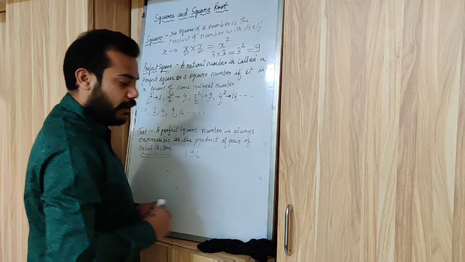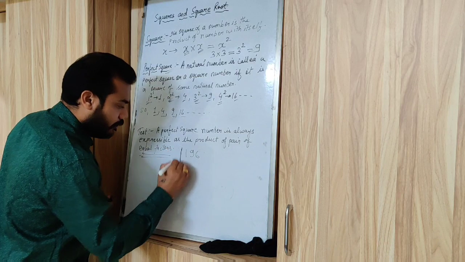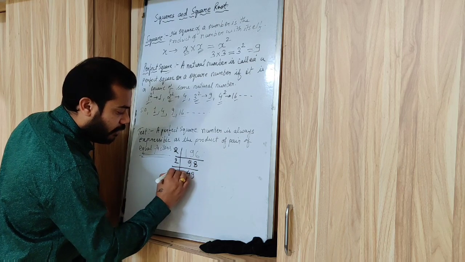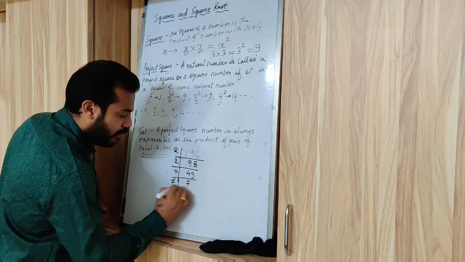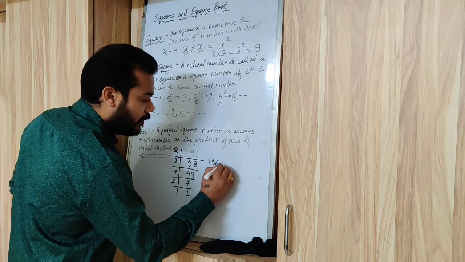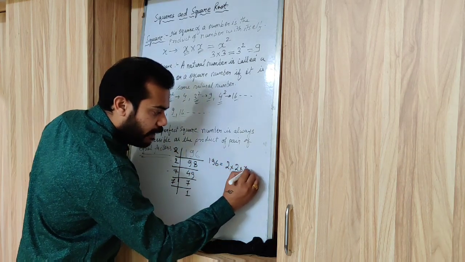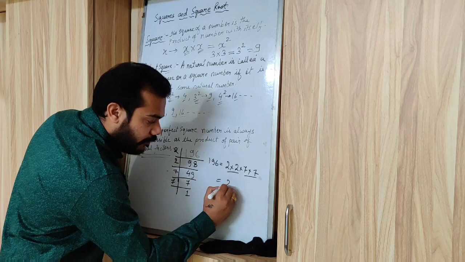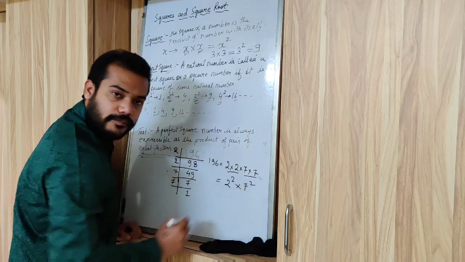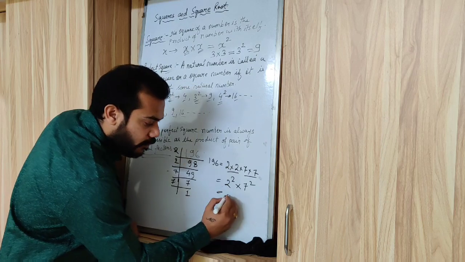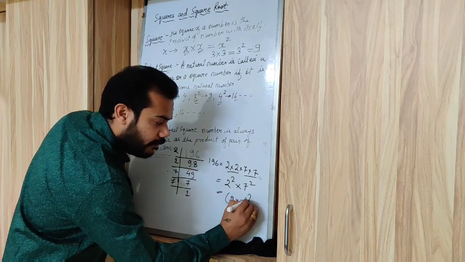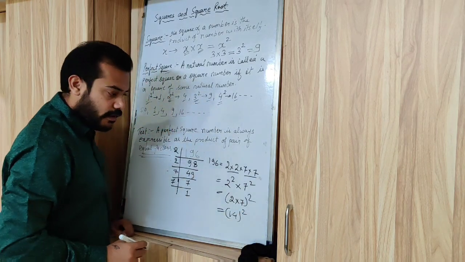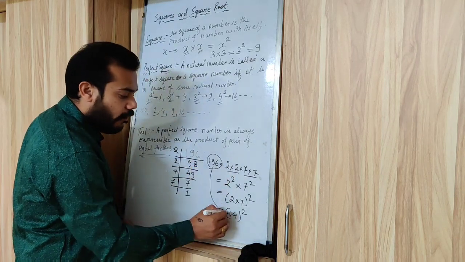Similarly, if I take 196, what are the factors of 196? 2 is 98, then 2 is 49, 7 is 7, and 7 is 1. The factors of 196 are 2 into 2 and 7 into 7. 2 comes in a pair, 7 comes in a pair. We can write it as 2 square and 7 square, and by the use of exponents we can write it as 2 into 7 whole square, or 14 square. So 196 is the square of 14.